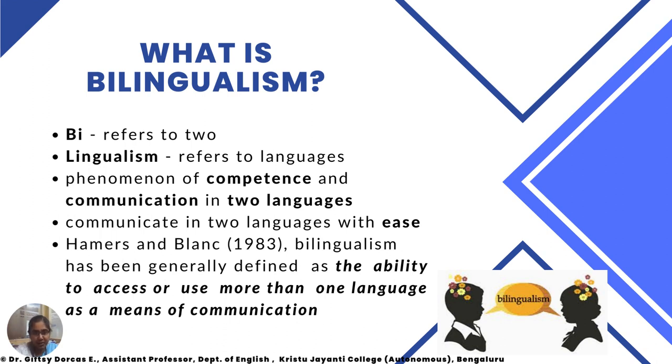So Hamers and Blank in 1983 defined bilingualism as the ability to access or use more than one language as a means of communication. So most of us in today's world are bilingual. We have a mother tongue. We have one language for learning, and we also have a language for speaking. So most of us are quite bilingual.